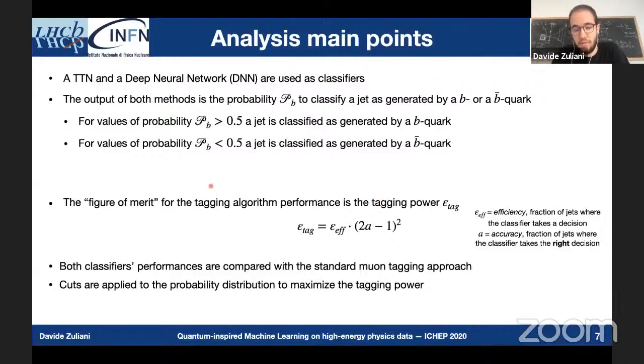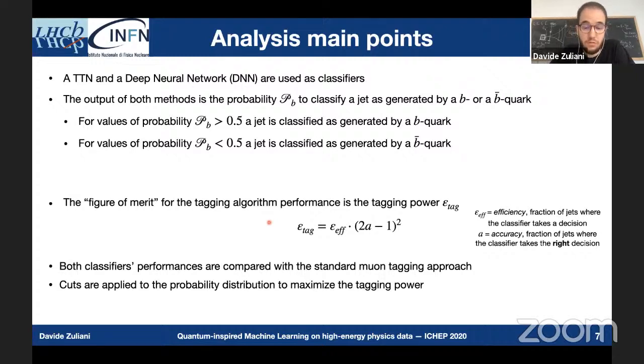As I said, the output of these classifiers is a probability, which is defined in the following way. If the probability is greater than 0.5, the jet is classified as generated by a B quark, and vice versa for an anti-B quark. Our figure of merit, what we would like to maximize, is the so-called tagging power, epsilon tag, which says how many jets are tagged correctly. It is obtained as a product of the efficiency, how many jets are actually classified, times a factor which relies on the accuracy, which is the fraction of jets that are correctly classified.